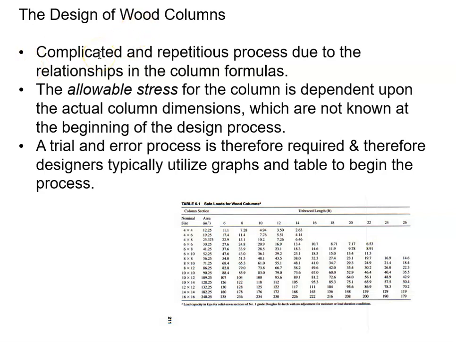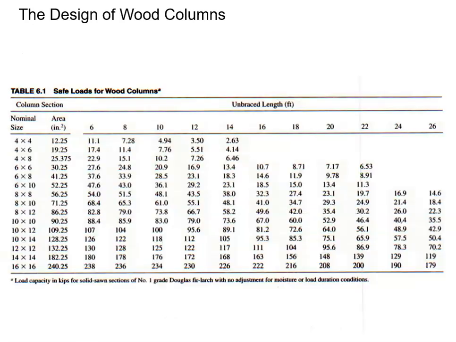So the design of columns, or the design of any structural member for that matter, is a complicated and repetitious process. The allowable stress for a column is dependent upon the actual column dimensions, which aren't known at the beginning of a design process. So that's why it's repetitious. There's a lot of back and forth, so a trial and error process is therefore required. And sometimes designers, both structural engineers and architects, will use tables and graphs to get us started down that road of design before doing actual formulas. So these charts are really just starting points.